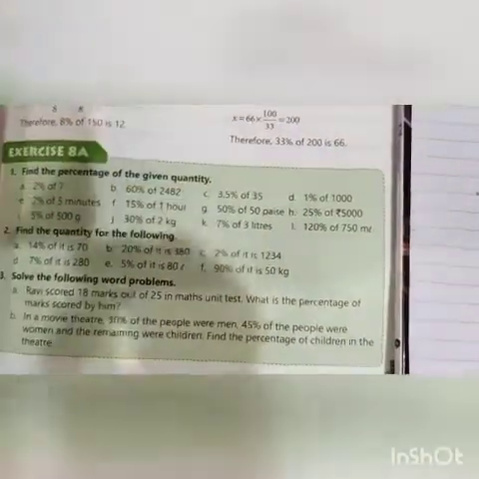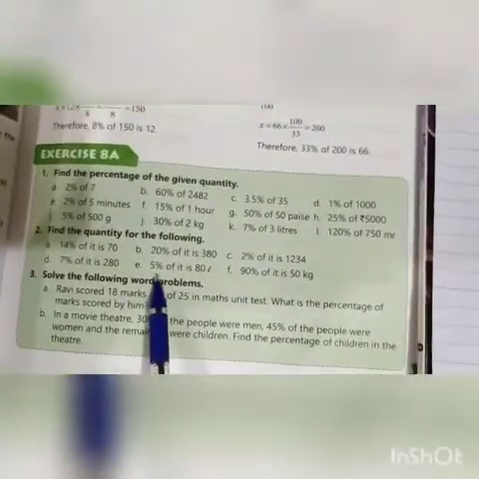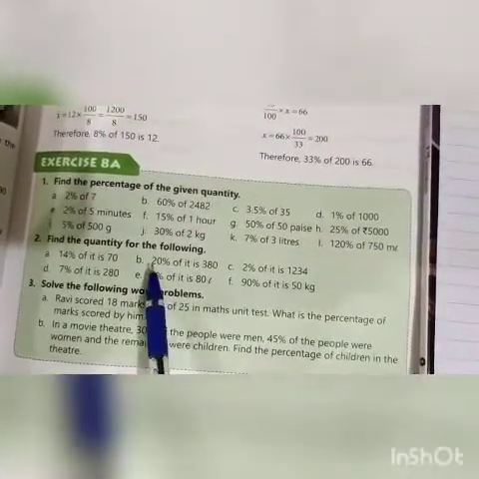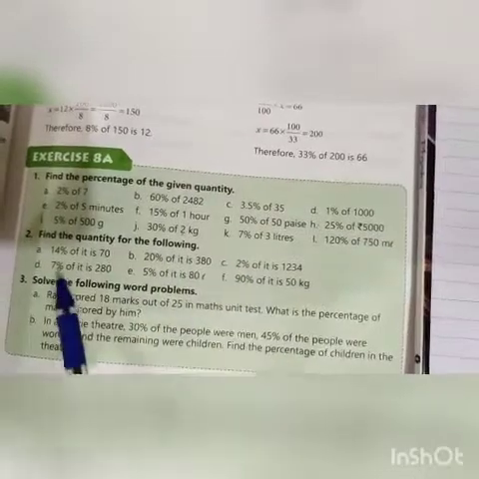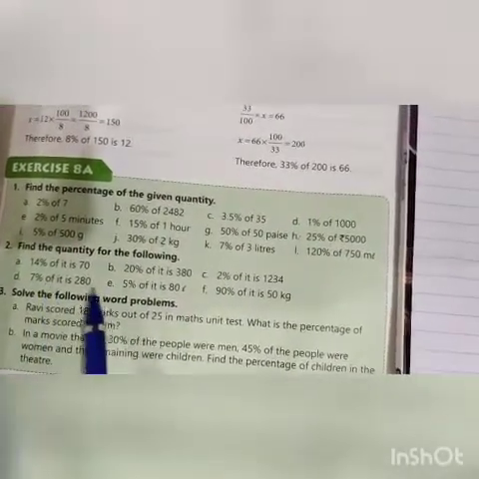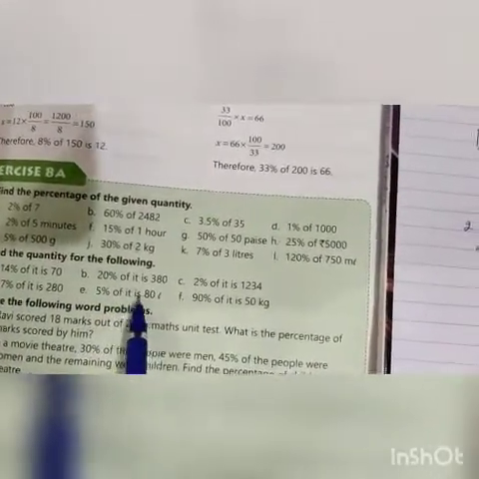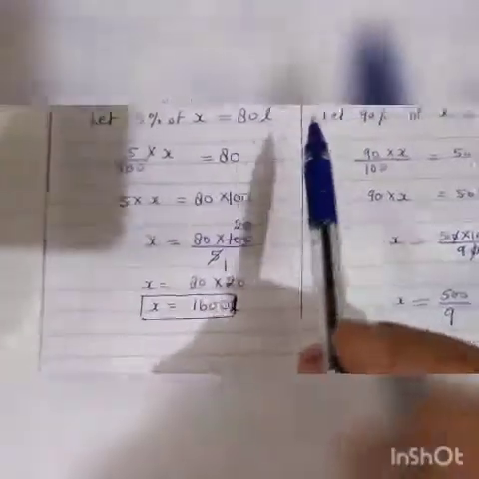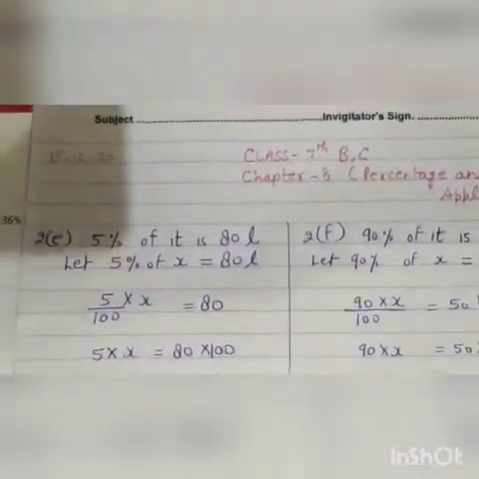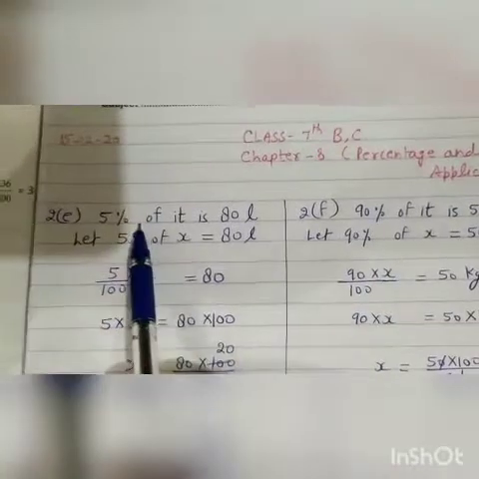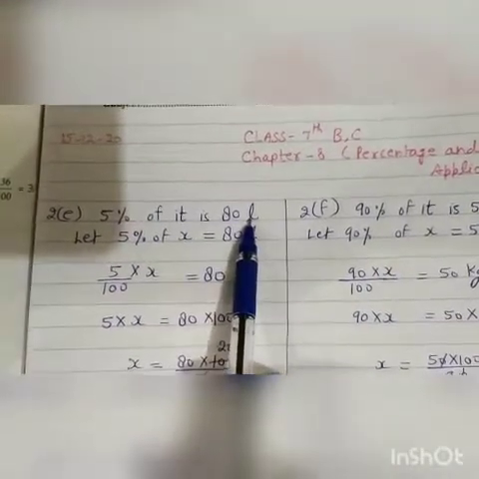Now come to 2E part. 2B, 2C, 2D, you will do by yourself. E part is 5% of it is 80 liter. See here. 5% of it is 80 liter.